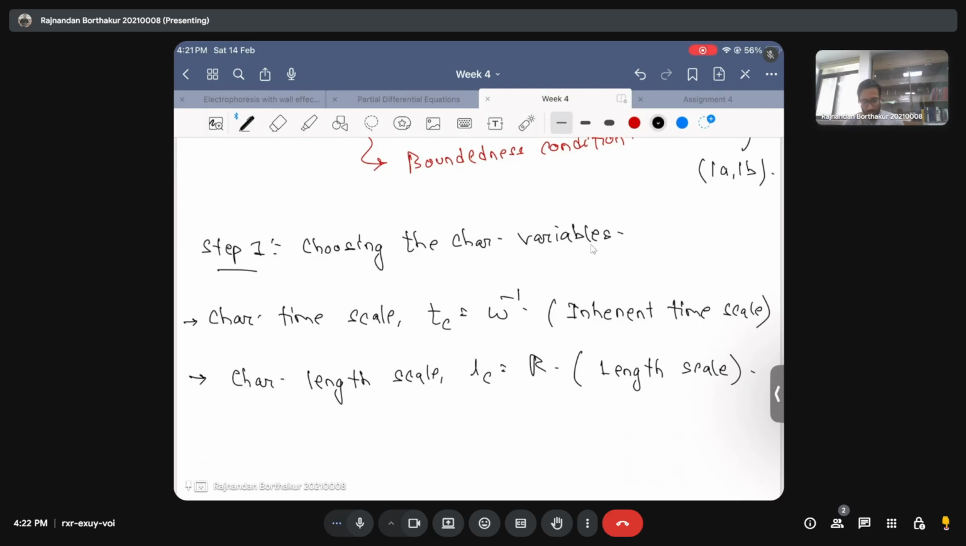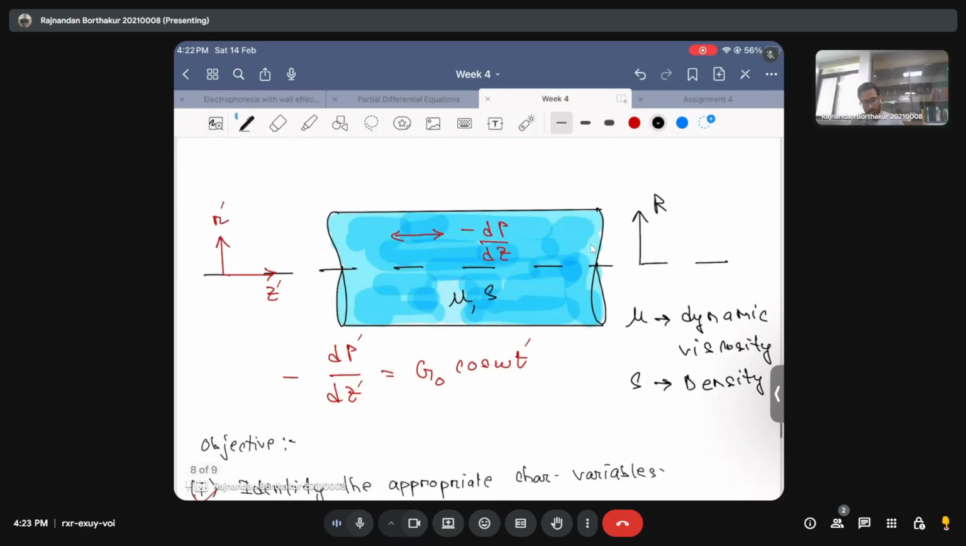Okay, and actually I will not call it an inherent time scale. Maybe the correct word is the imposed time scale, because this is what is actually causing the fluid to move. Now, these are the two scales that we already have in our problem. I hope you also realize that in this problem we don't have a given velocity scale. That's because we don't know the velocity profile as of now. So if we don't know the velocity profile, we cannot just choose a given velocity as my characteristic velocity.